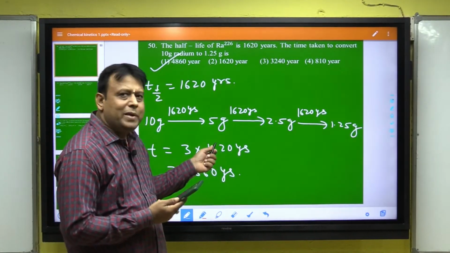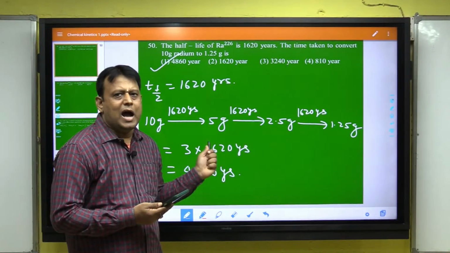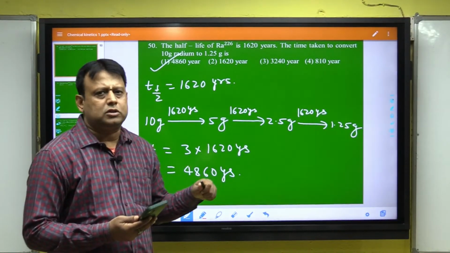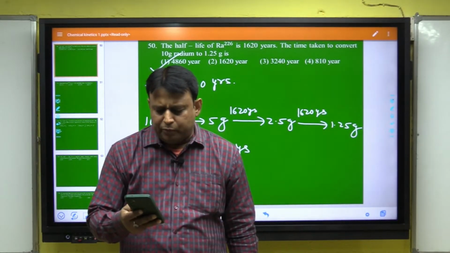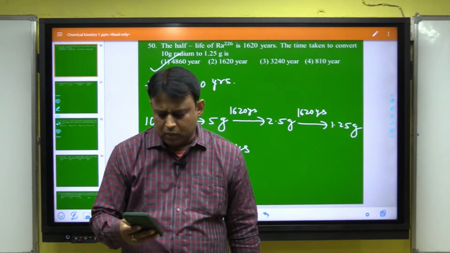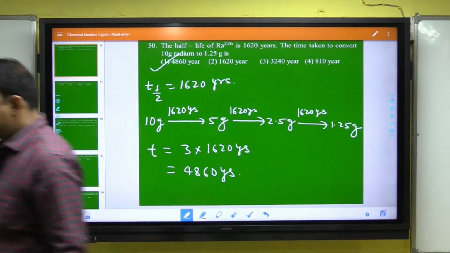It's only applicable in first order because the half-life of first order is constant. Radium is radioactive, and radioactive elements always follow first order kinetics. Okay. Next.